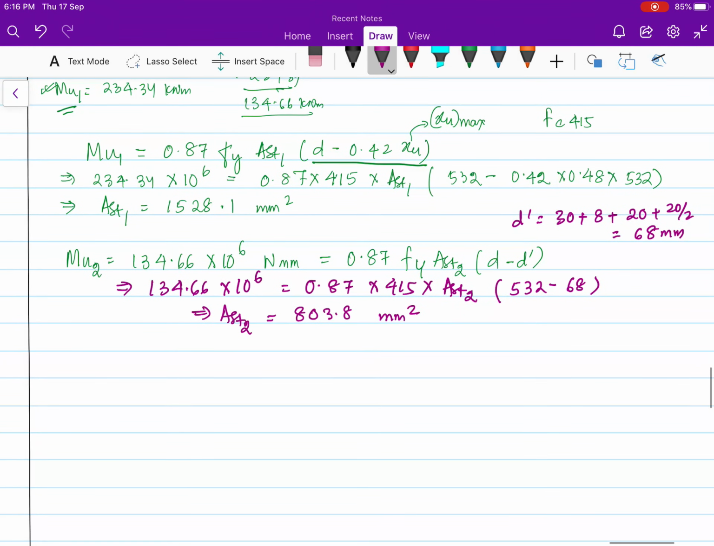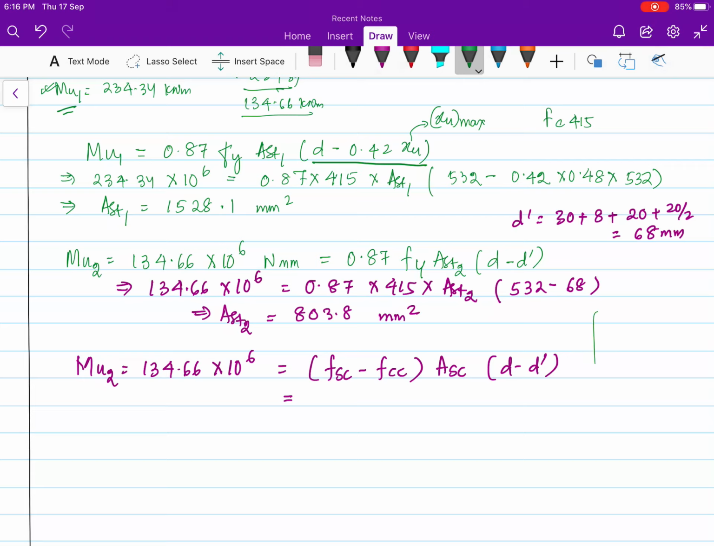Now next is calculating the compression reinforcement. Same Mu2, which is 134.66 into 10 to the 6, because the tension due to area of steel 2 should be equal to the compression due to ASC, the compression reinforcement we are providing. So same moment will be equal to the stress, which is FSC minus FCC, into the reinforcement ASC in compression, into the lever arm D minus D dash. So coming to the FSC, what is FSC value? First you have to calculate D dash by D value. So that is 68 by 532, which comes 0.13.